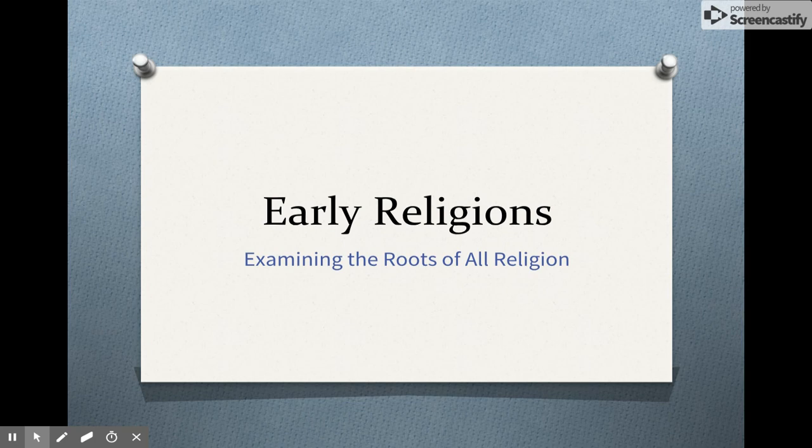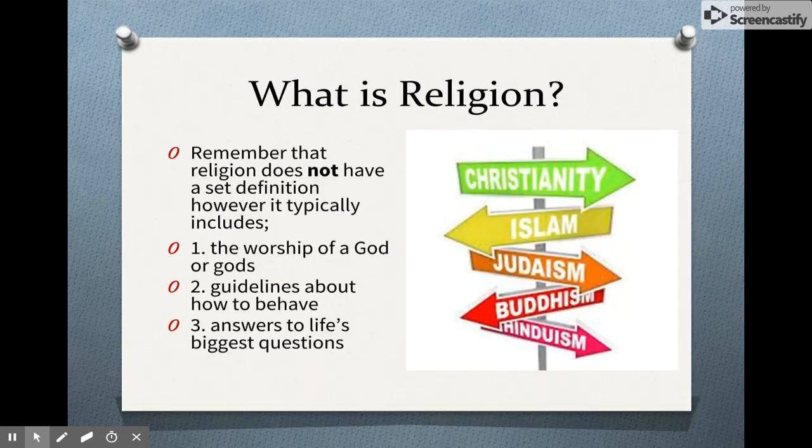We're going to be examining the roots of all religion, an overview of some of the important religions and where they came from. First of all, you might be wondering, what is religion? We talked a little bit about this in class yesterday, but remember that religion does not have a set definition. However, it typically includes three main characteristics. Firstly, the worship of a god or multiple gods. Secondly, guidelines about how to behave. And third, answers to life's biggest questions.